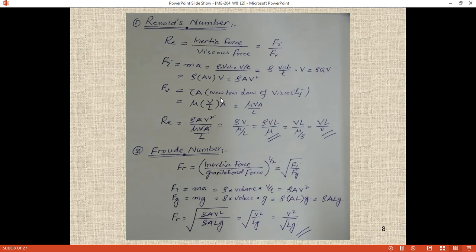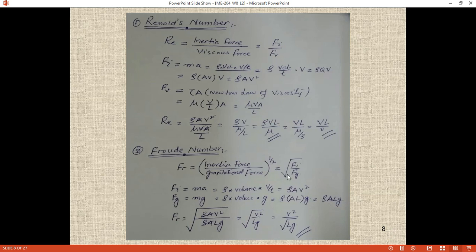The inertia force we have just calculated, that is rho A v squared, and the gravitational force, we know, is mass times gravitational acceleration. We express the mass in terms of the fluid: the mass is equal to density times volume, and volume is three dimensional, area times length, multiplied by the gravitational acceleration. So the gravitational force will be equal to density times area times length times gravity.